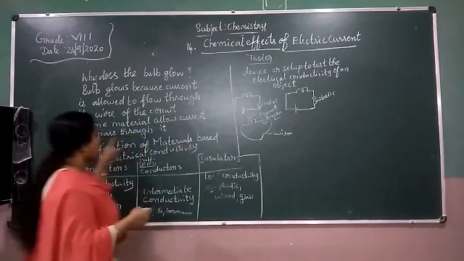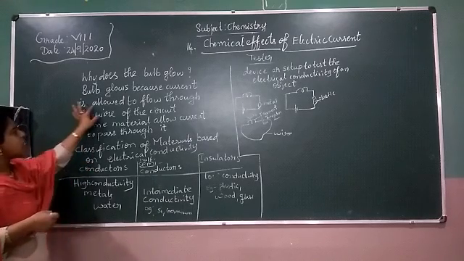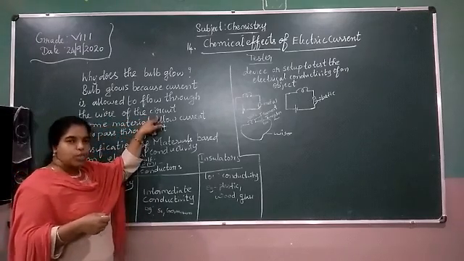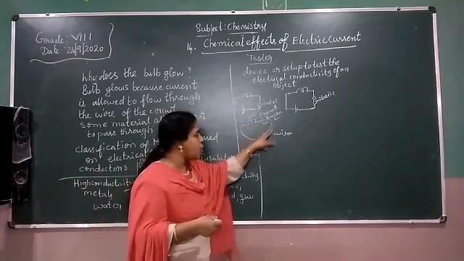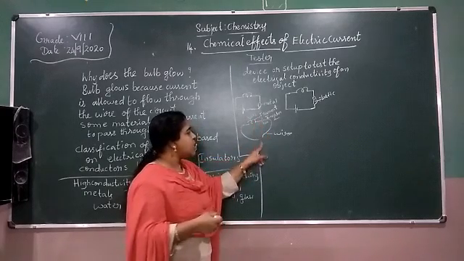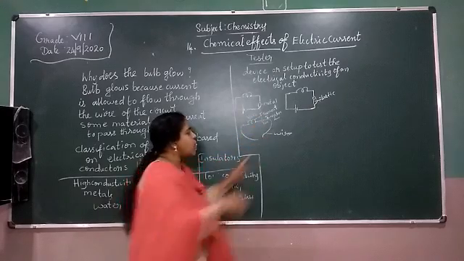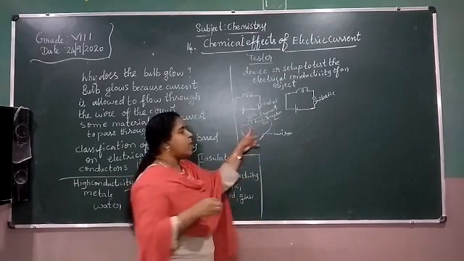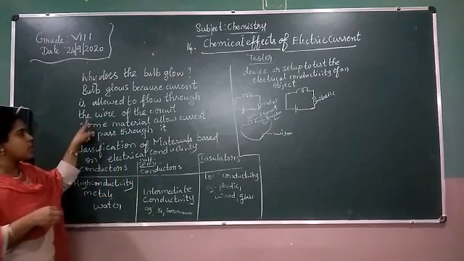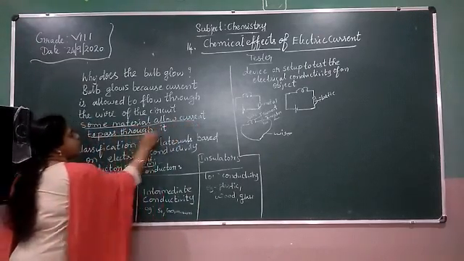So according to this, what are we getting? The bulb will glow because current is allowed to flow through the wire of the circuit. This is the circuit, and we say the circuit is completed. If I break this wire, the circuit is incomplete and the bulb does not glow. When the circuit is completed, the bulb will glow, due to the flow of current through the material. So some materials allow the current to pass through them.